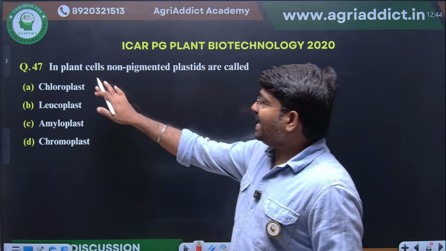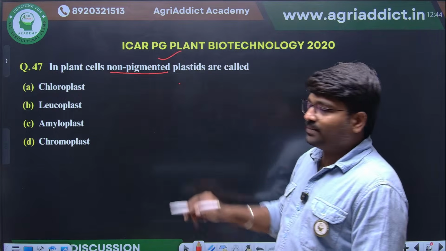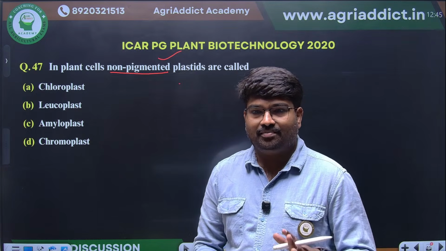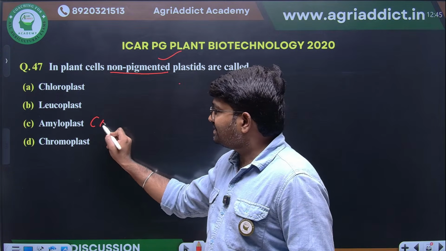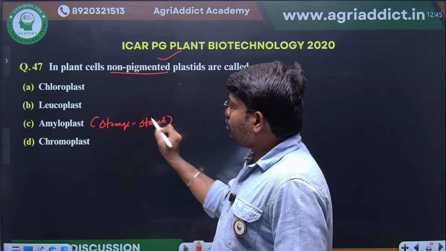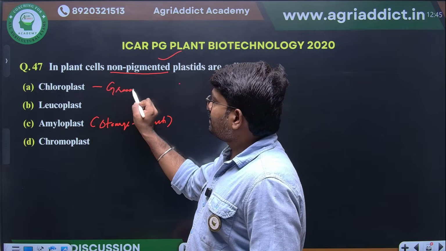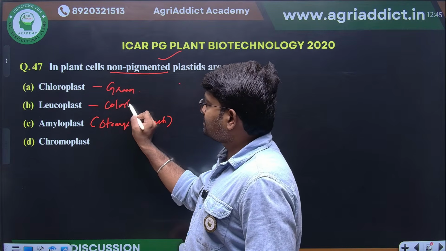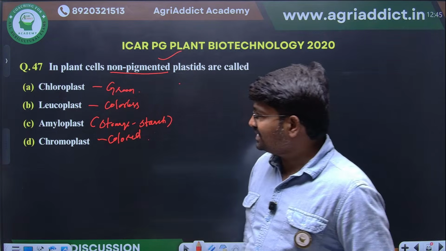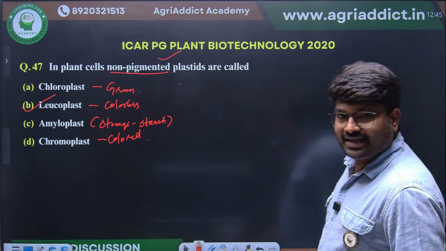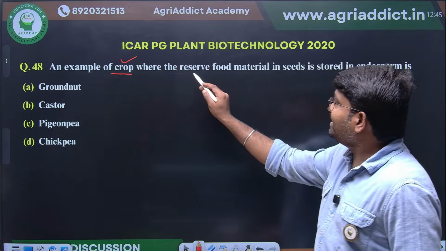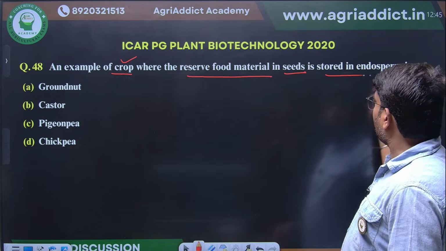In plant cell, non-pigmented plastids are called what? What is an example of a non-pigmented plastid? Amyloplast, yes, it's a storage plastid for starch. Chloroplast will be green in color. Leucoplast is colorless. Chromoplast is a colored plastid. So what will be the answer? Non-pigmented means, yes, very good. Leucoplast.